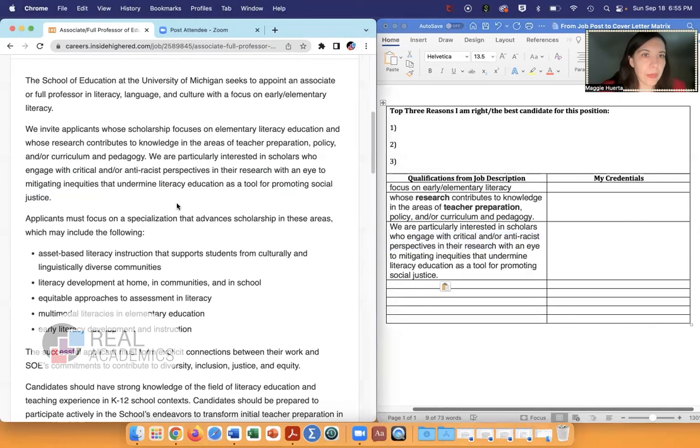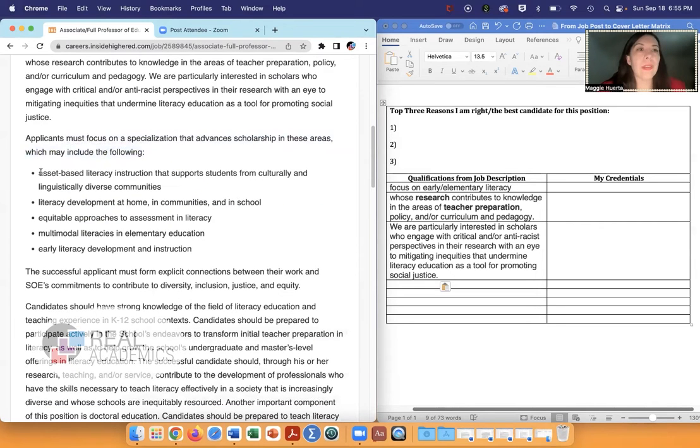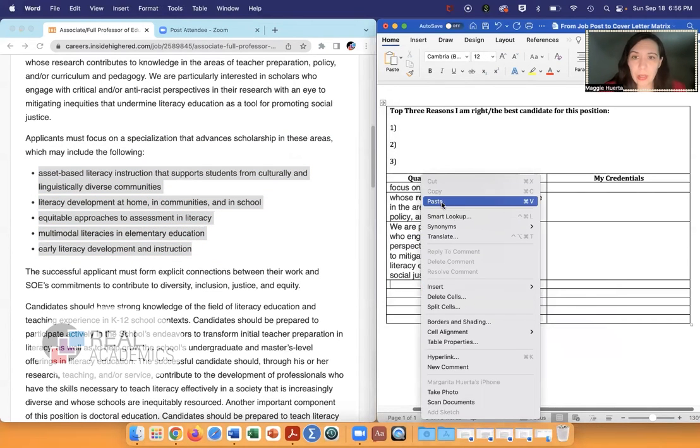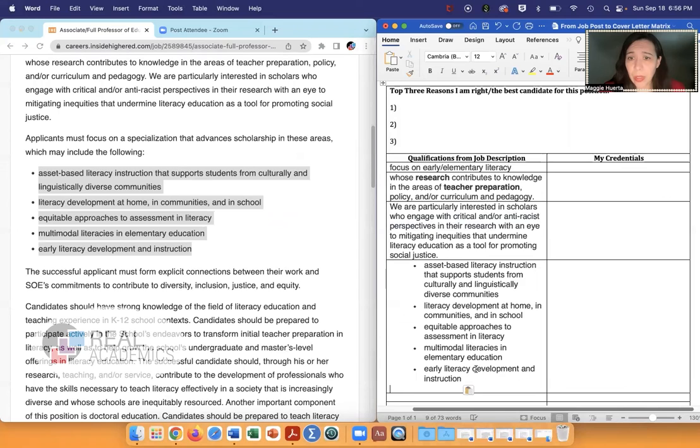Okay. Then applicants must, oh, that's a strong word. Okay. So that's important. Focus on a specialization that advances scholarship in these areas, which may include the following. Again, doesn't mean you have to hit all of these points. If you can, more power to you. That's awesome. But there again, just like in all of these, there may be areas you can really speak to more. Maybe two out of all, how many are there? 1, 2, 3, 4, 2 out of 5 of these you could really, really speak to. Okay. So you could write about that here.